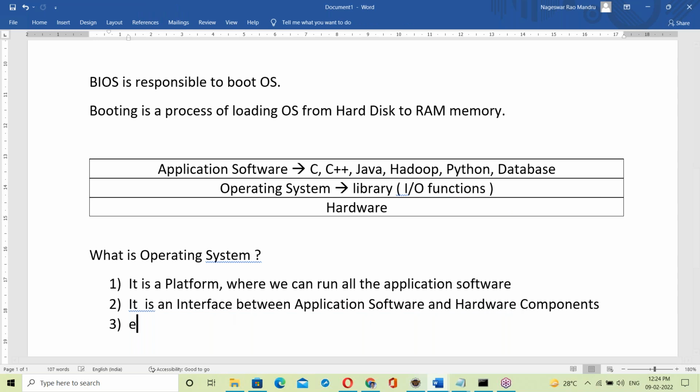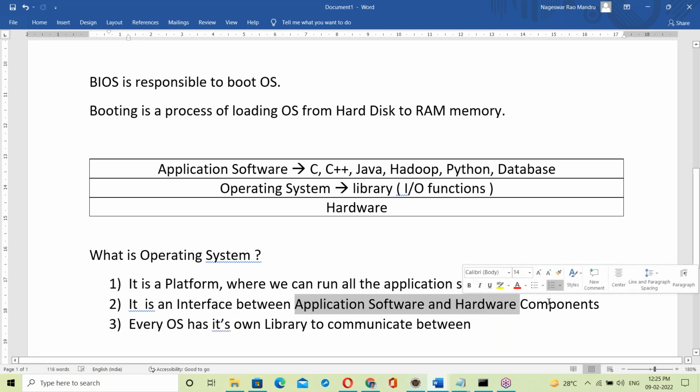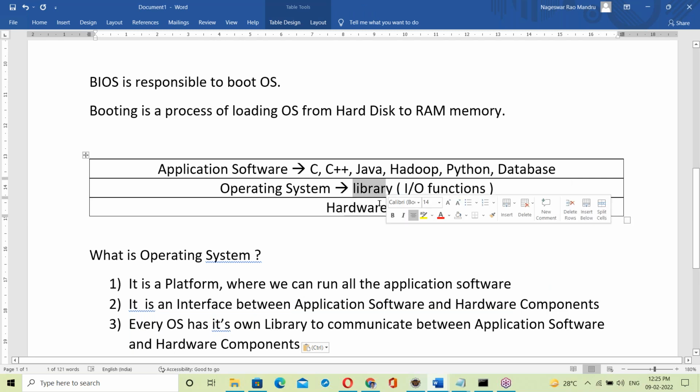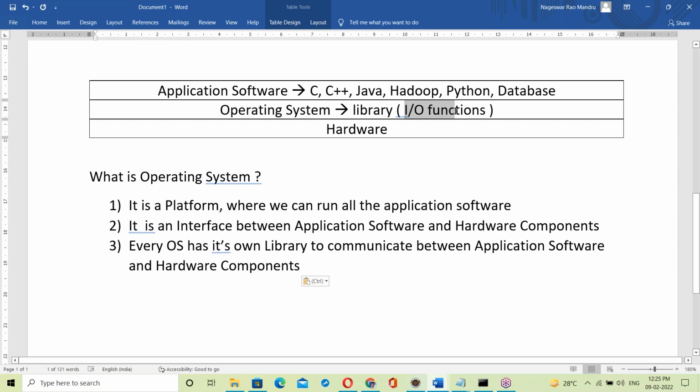Every OS has its own library to communicate between application software and hardware components. So to communicate between application software and hardware, the OS uses the library, using some input output functions.